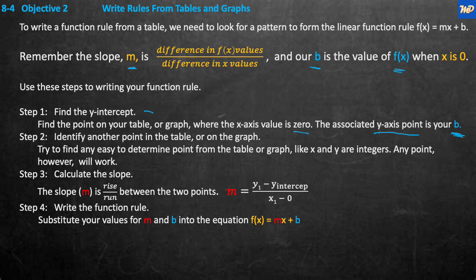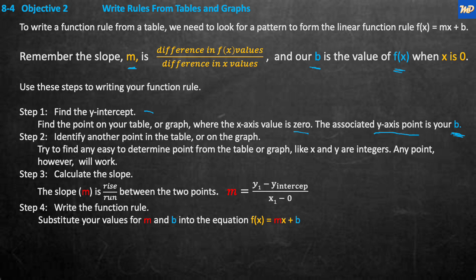Number 2, identify another point in the table or on the graph. Try to find an easy-to-determine point, like one where x and y are integers. If you can find a spot where you had a 0 for your x and a 3 for y, let's say, and somewhere else you have x equals 5 and y equals 9, you could use those values. Any point will work, but it's good to find easy-to-find and understand points. They're easy to draw lines to.